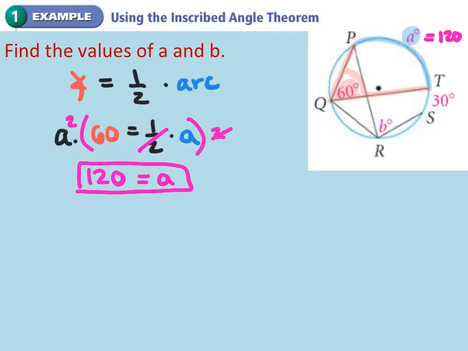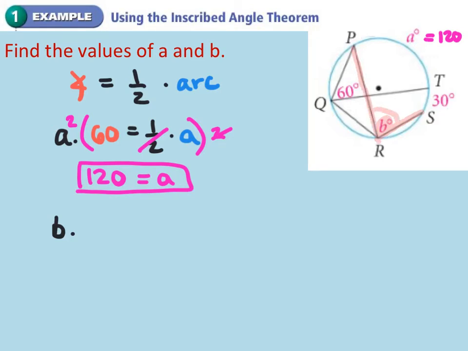Now if I erase my highlighting to make it a little clearer to pick out what I'm talking about, the next part of the question asks for the value of B. Now if I'm looking at B, I can pick out that B is an inscribed angle. So here's my value of B. It's an inscribed angle, as shown from what I'm highlighting.